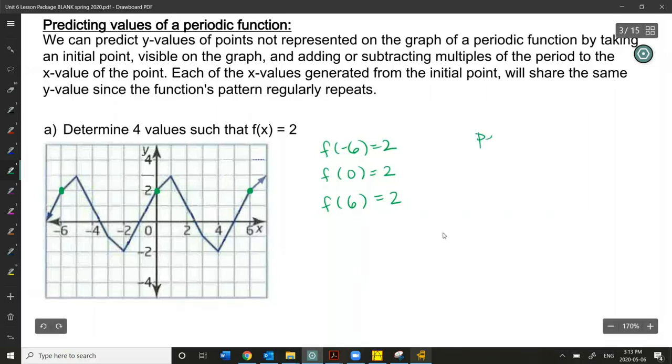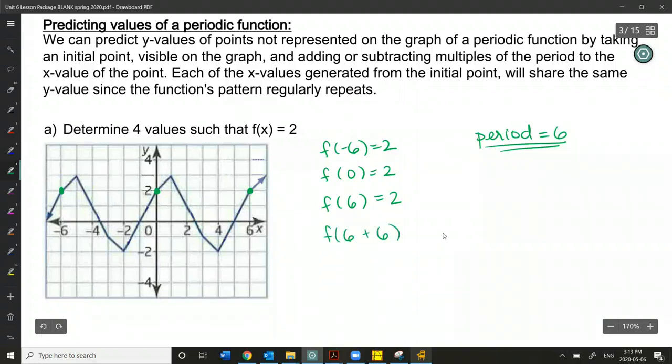So this function does have a period of 6 units, as we found in the previous question. So you'll notice, firstly, that each of these is 6 units apart, and that should make sense because when we say the period is 6, we mean that the pattern repeats every 6 units. So I can imagine if I count forward 6 more units, I'll be at 12, and that's actually going to give me a y value of 2 as well.